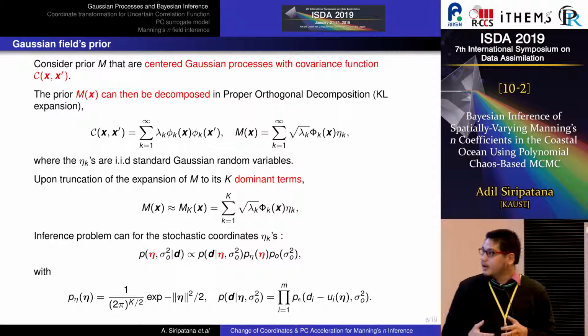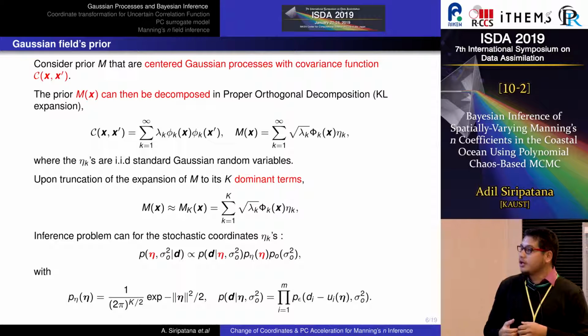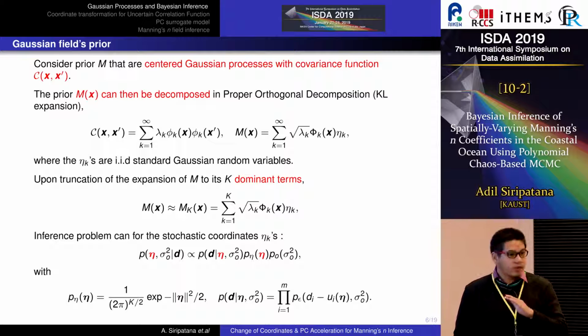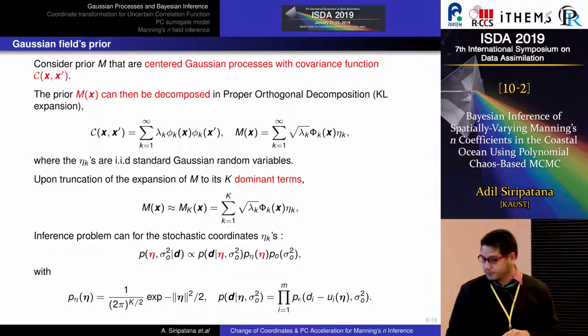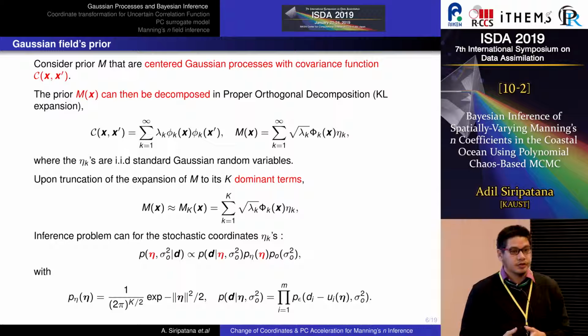So in practice, we need to truncate this series to K terms. And then our inference problem becomes the inference of eta, which is the vector of these Gaussian random variables. And below there, I just want to show what the likelihood looks like for the Gaussian process.